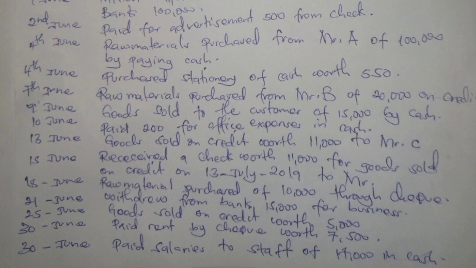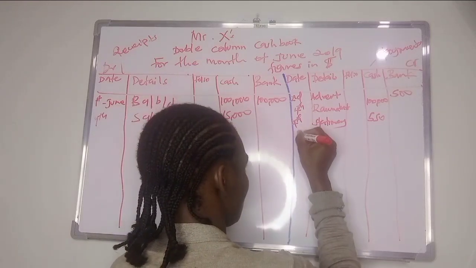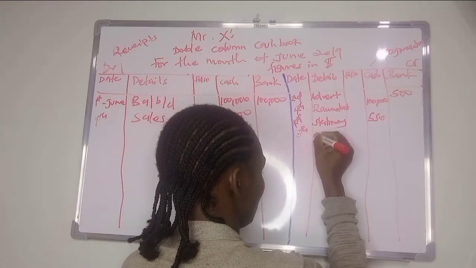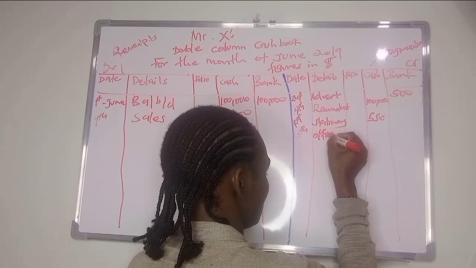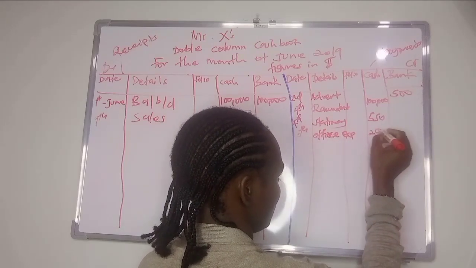Another transaction is on 10th June, paid 200 for office expenses in cash. So they paid for office expenses, it's a payment, and it was paid by cash. So we come here, what's the date? 10th. So 10th, office expenses by cash 200.